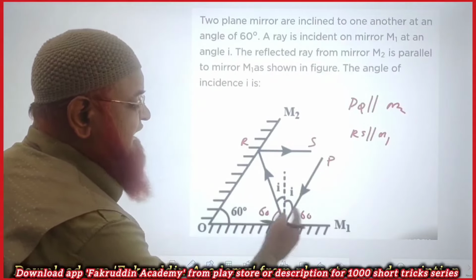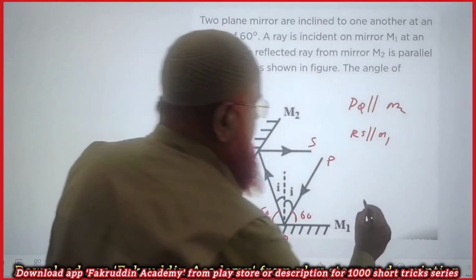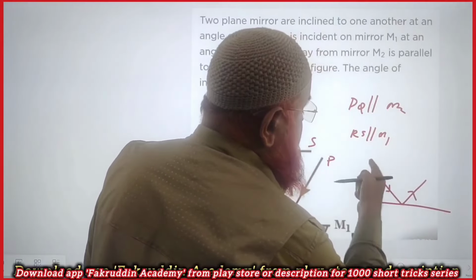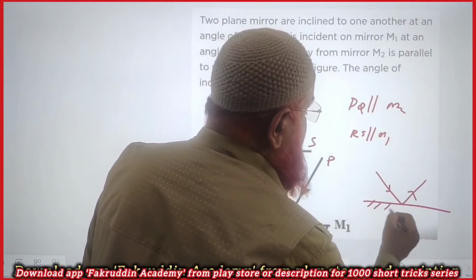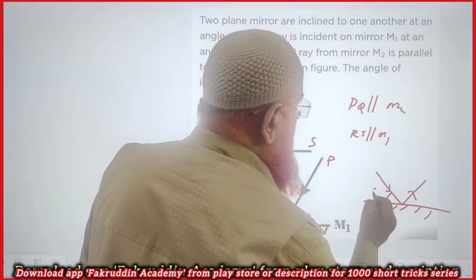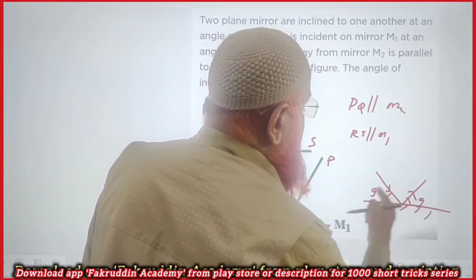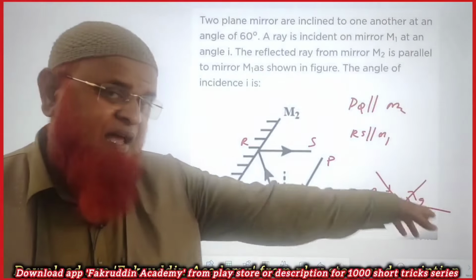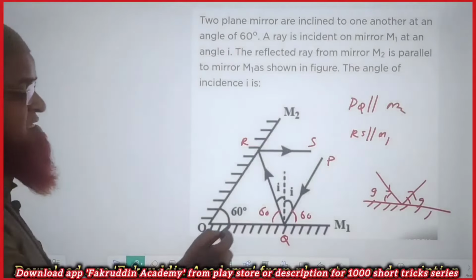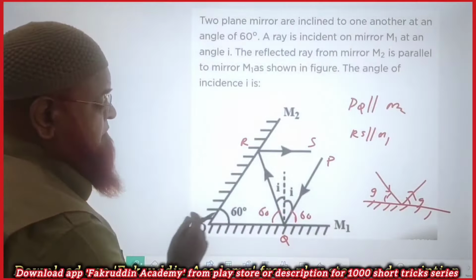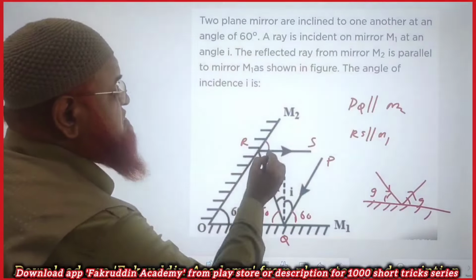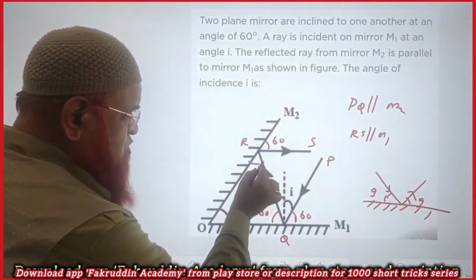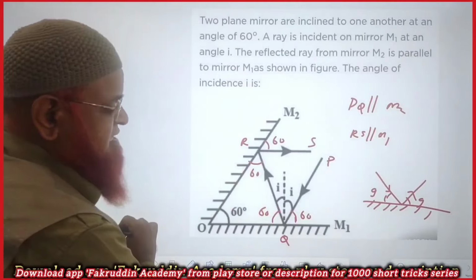These two are called glancing angles. What I mean to say is, one light ray falls and reflects back. This is the incident ray, this is the reflected ray, and this is a mirror. Then these two angles always remain the same. We call them glancing angles. So this is 60 and this is 60. If this is 60, then this is also 60, because these two are parallel, and they are glancing angles.